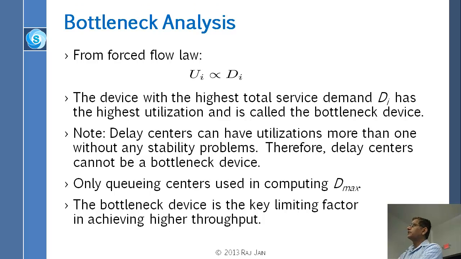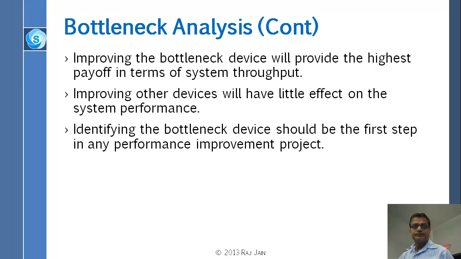First of all, we know that utilization is proportional to DI, because the utilization law combined with the forced flow law says UI is equal to X DI. X is constant, so therefore UI is proportional to DI. So basically the device which has the highest demand has the highest utilization, and therefore all we need to do is just calculate the demand, and we know which one is the bottleneck. And we can improve the throughput by just improving the bottleneck. And so let's try to do that.